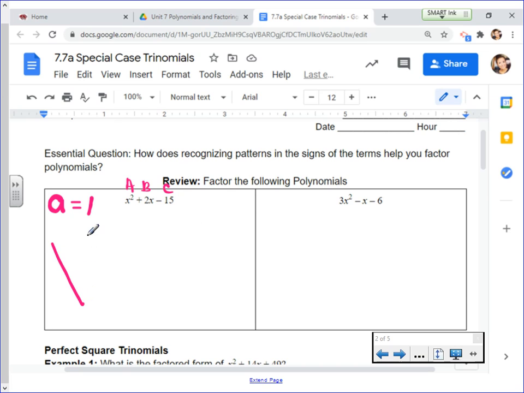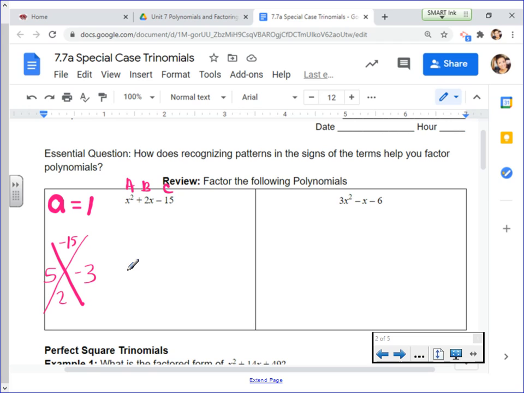So we're going to do the puzzle. We want something that multiplies to give you negative 15 and something that adds to give you 2. I know you guys are thinking 5 and negative 3. I know that's where your head was at.